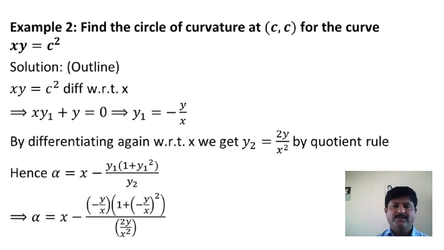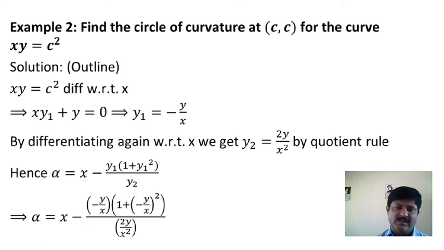Example 2. Find the circle of curvature at (c, c) for the curve xy = c^2. Solution. xy = c^2 is the given equation. Differentiate with respect to x, we get x y1 + y = 0, which implies y1 = -y/x. Again by differentiating with respect to x, we get y2 = 2y/x^2. Therefore, we know that alpha = x - y1 (1 + y1^2)/y2.